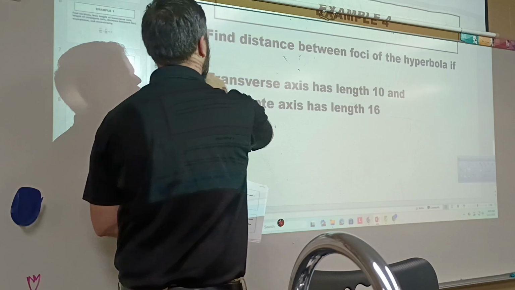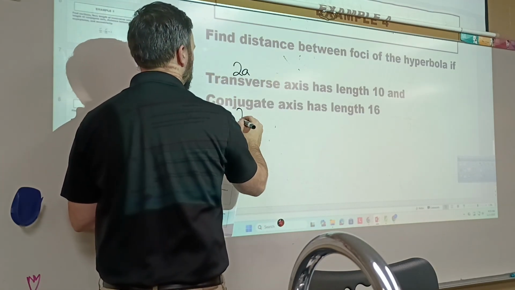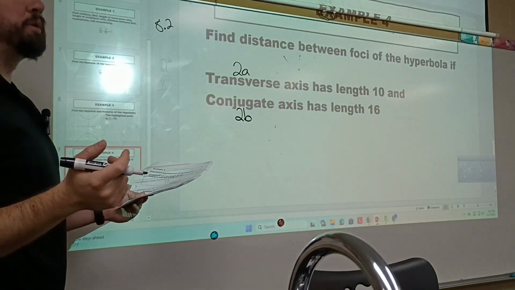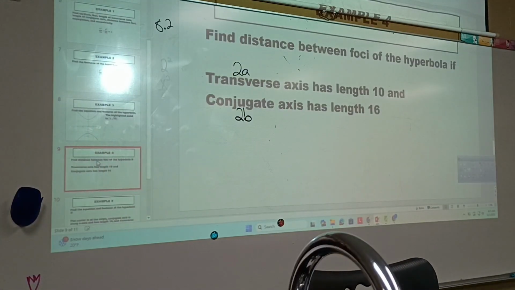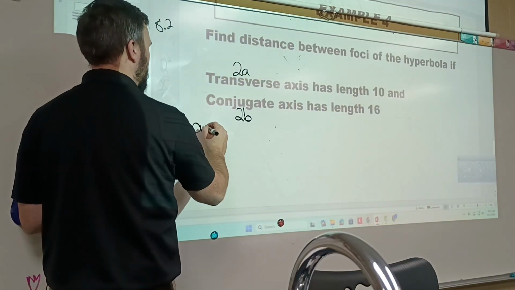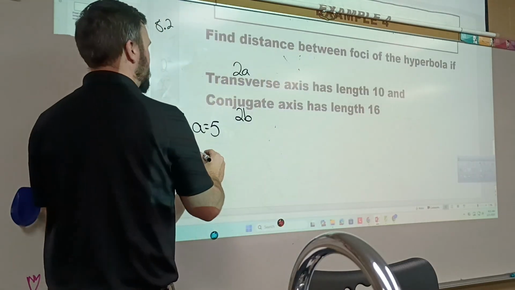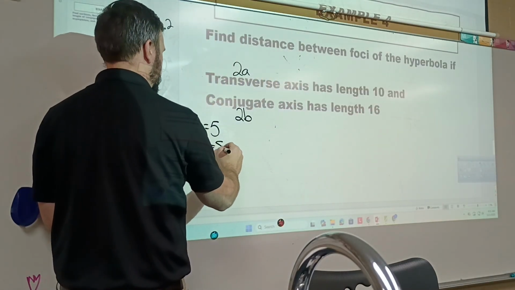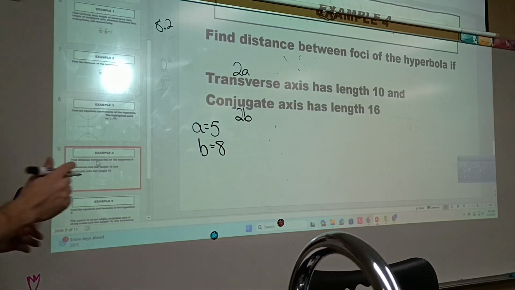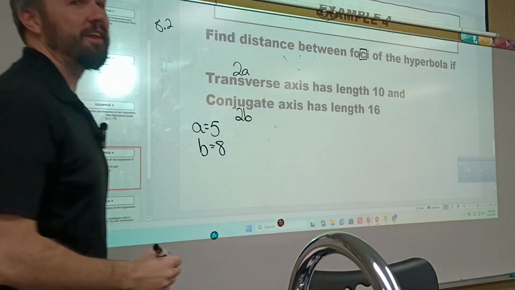What's my equation for transverse axis? 2A. Conjugate is 2B. So what do we always have to find? A and B. If 2A is 10, what's A got to be? 5. If 2B is 16, what's B got to be? 8. Now, they want the distance between foci. So what letter gives us foci? C. It's in the word.